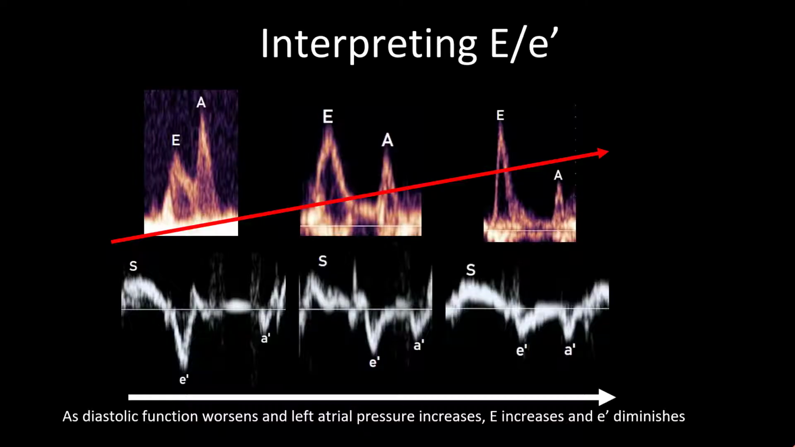Inversely, as your left atrial pressure worsens, the movement of the myocardium at the mitral valve annulus decreases and E prime gets smaller. Therefore, as your left atrial pressure rises, the ratio of E over E prime dramatically increases.